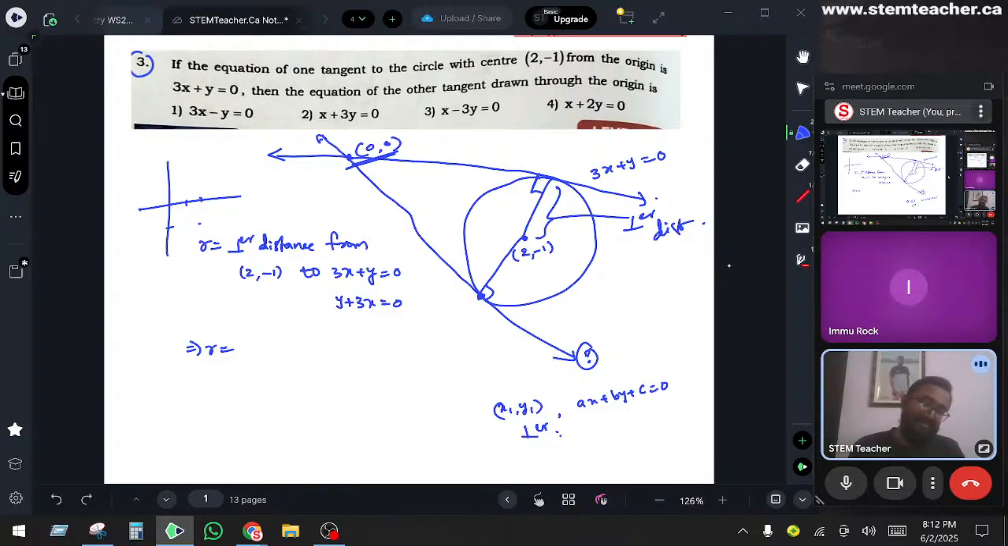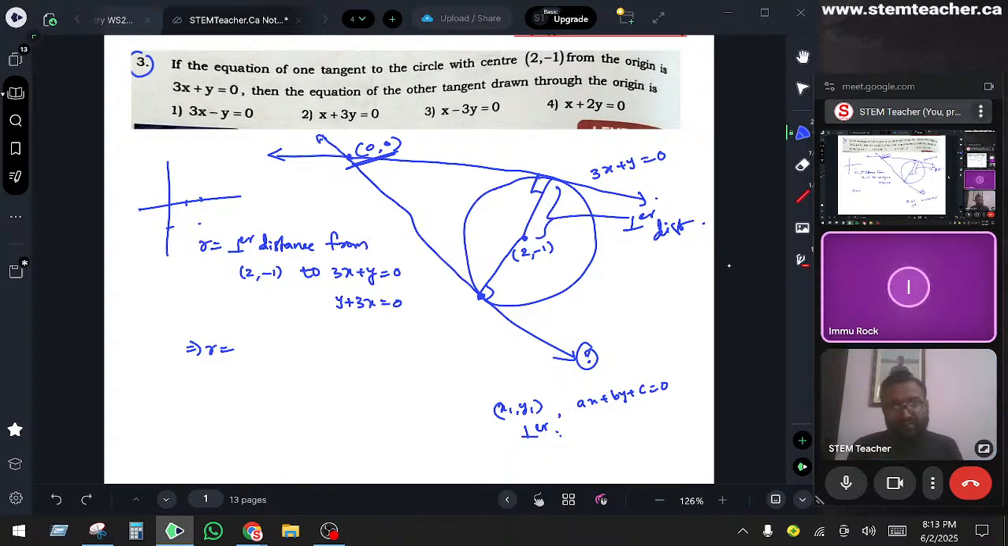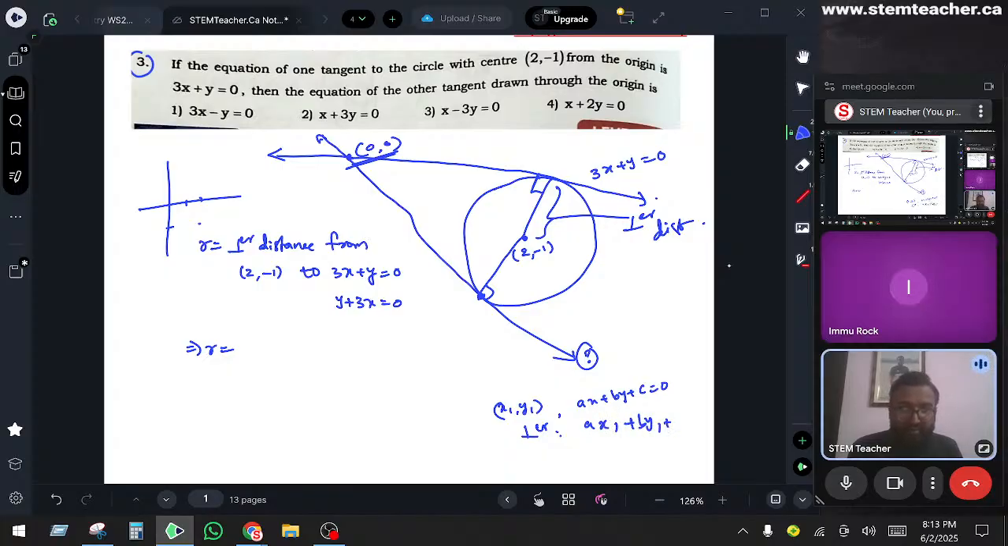15 points. Then next day, next 15 points are written. No. ax1 plus by1 plus c mod by under root of a square plus b square.